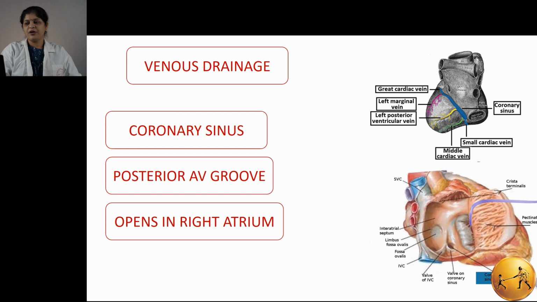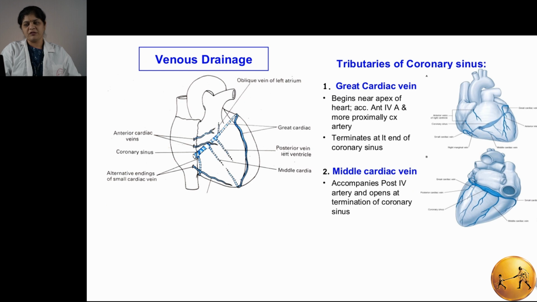So this is the atrium, this is the ventricle. So this is the posterior aspect, and this blue part is depicting the coronary sinus, and this opens in the right atrium. So this is the open part of the right atrium, and this is the opening of the coronary sinus, and it is guarded by the valve which is called Thebesian valve.